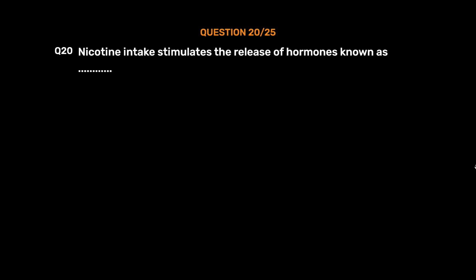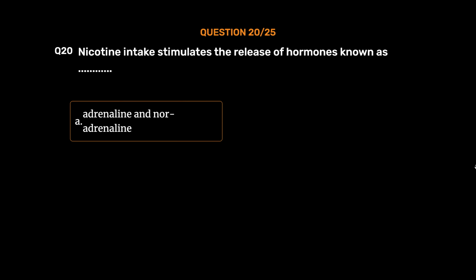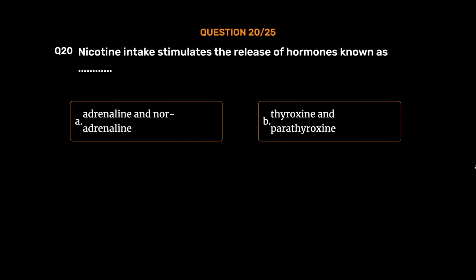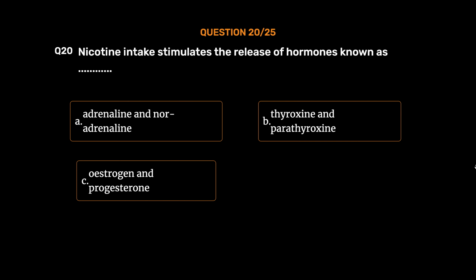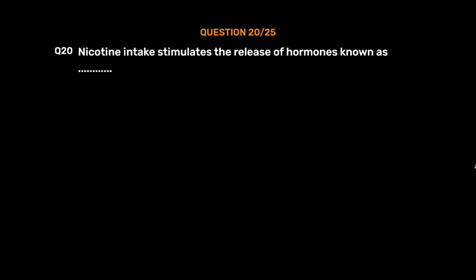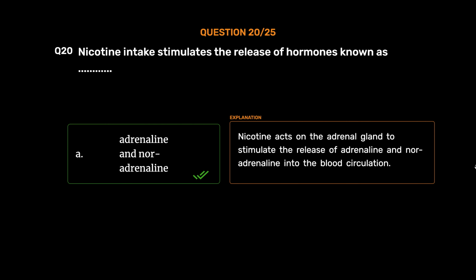Question number 20. Nicotine intake stimulates the release of hormones known as: option A. Adrenaline and noradrenaline. Option B. Thyroxine and parathyroxine. Option C. Estrogen and progesterone. Option D. All of the above. The correct answer is option A. Adrenaline and noradrenaline. Nicotine acts on the adrenal gland to stimulate the release of adrenaline and noradrenaline into the blood circulation.